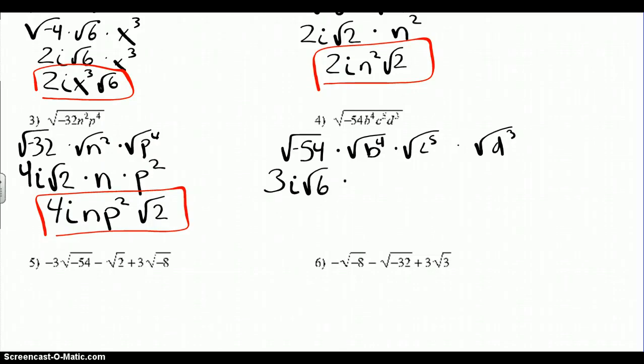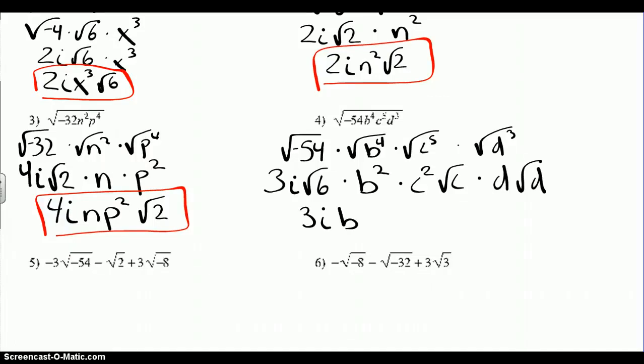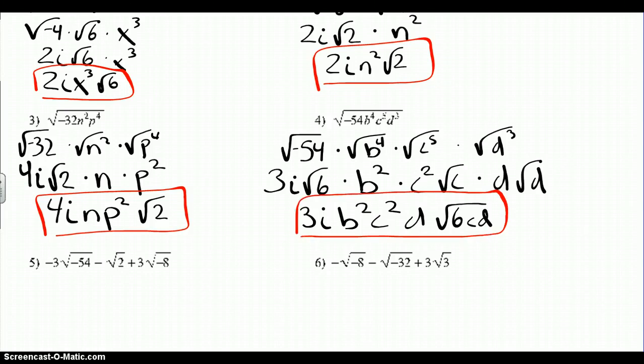2 goes into 4 twice, so I have b squared. 2 goes into 5 twice, so I have c squared, and then I have a remainder of 1. And 2 goes into 3 once, so I have d on the outside with a remainder of d. Last but not least, I need to put everything out front, so this is going to have a big coefficient: 3i b squared c squared d, and then underneath that square root, I still have the 6, the c, and 1 d. Okay, so that's a big one, but still the same idea.